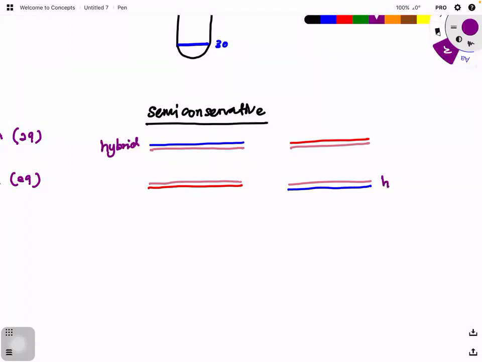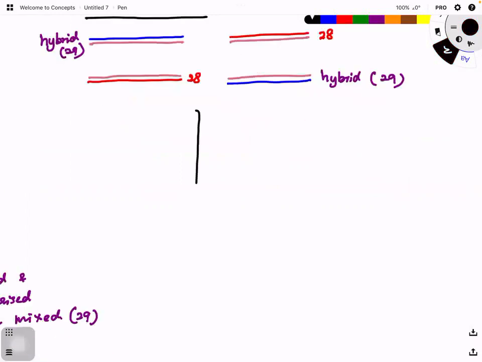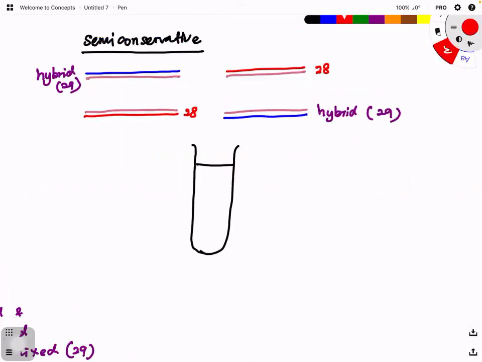Hybrid, which is 29, 29, but the newly synthesized one is 14, 14. So the newly synthesized one is not hybrid DNA. This one is 28, this one is 28. So if I spin the DNA, you're going to see two bands. Red color, 28 here, the lighter DNA. And you have the hybrid DNA band at the center, which is 29.